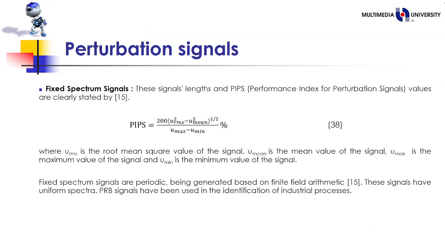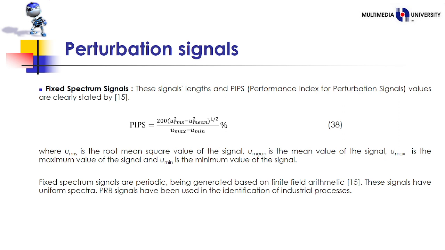Perturbation signal, fixed spectrum signal. Performance index for perturbation signal values are clearly listed by reference 15, where PIPS equals 200 times the square root of U squared RMS minus U squared mean, divided by half of U max minus U min, in percent. While U RMS is the root mean square value of the signal, U mean is the mean value of the signal, U max is the maximum value of the signal, and U min is the minimum value of the signal.